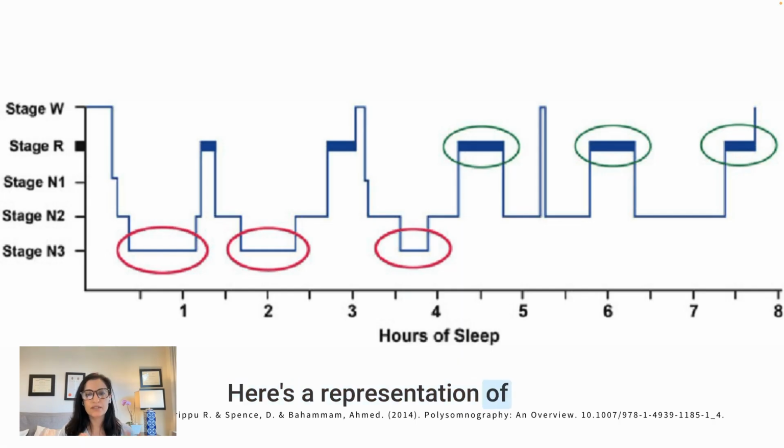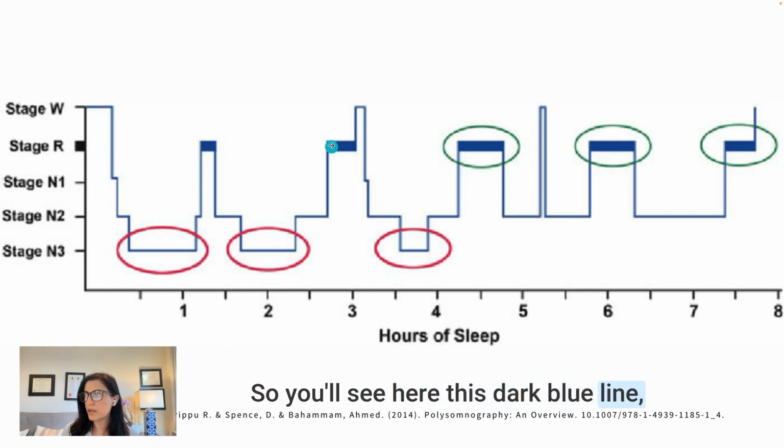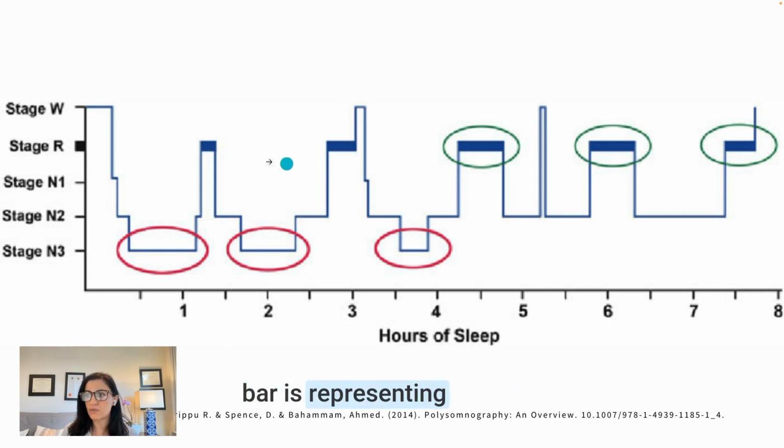Here's a representation of the different sleep stages across the night in this hypnogram. On average, an adult will go through about 3 to 5 REM cycles each night, and each episode of REM gets longer as the night progresses. So you'll see here, this dark blue bar is representing REM sleep, stage REM. This is stage 1, stage 2. These ones at the bottom are stage 3 sleep. We get longer episodes of deep sleep in the first half of the night. Then as the night goes on, we get longer progressive episodes of REM sleep.